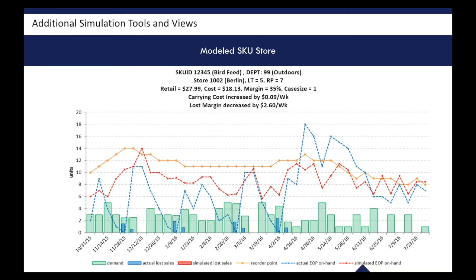It's Berlin. Then some of the correlating attributes for this SKU: we know that the lead time is 5 days. We know that the review period is 7 days. We know that the retail is $27.99, and the cost of this item is $18.13. We know margin is 35% and case size is 1. So as we run the simulation and model each week, the ending result here is a recommendation of increasing inventory by 9 cents a week. This will result in a lost margin decrease of $2.60 a week.